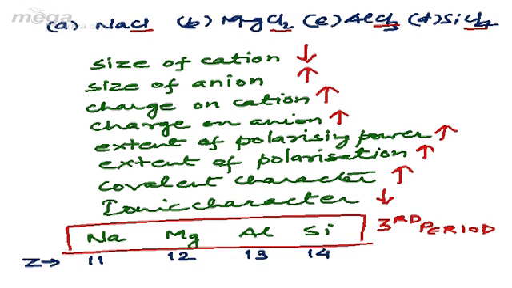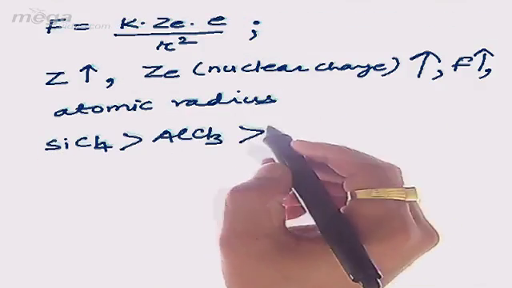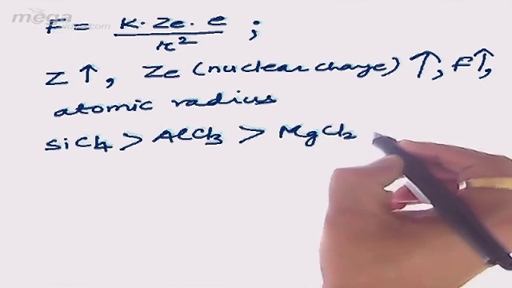So due to the smallest size, SiCl4 will have the maximum covalent character, then we will have AlCl3, then MgCl2, and then NaCl.